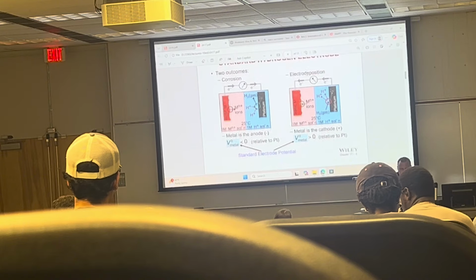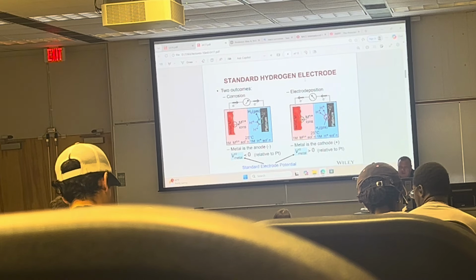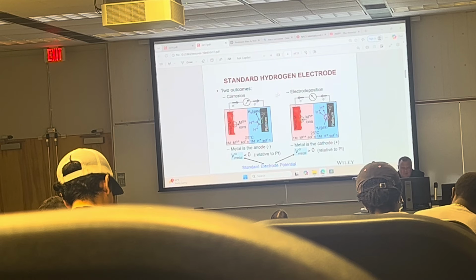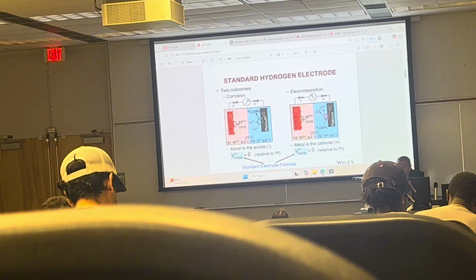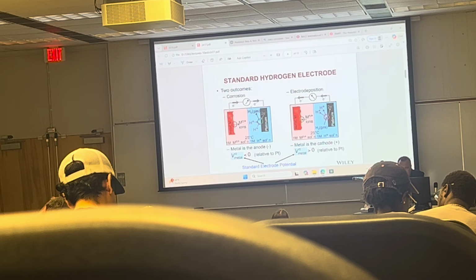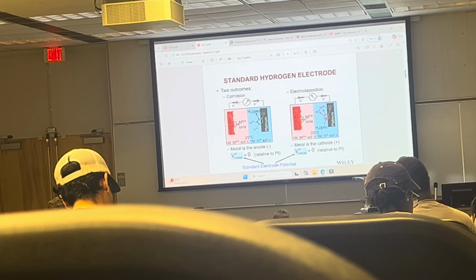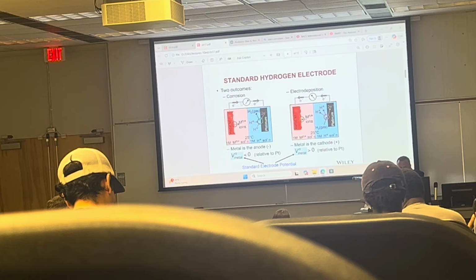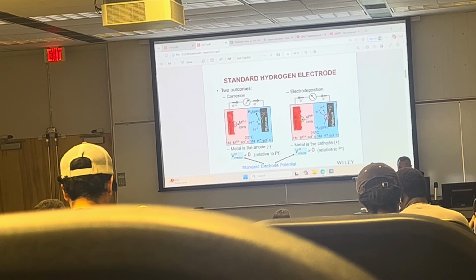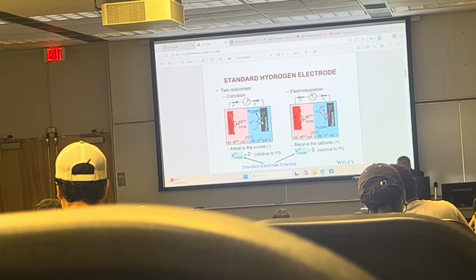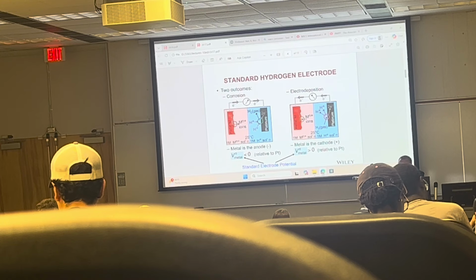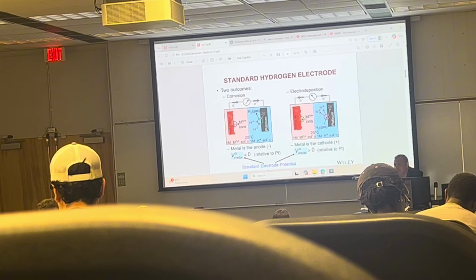Okay. Let's talk about the standard hydrogen electrode. We take a metal and we take platinum as a reference, and we put both electrodes into the solution. And we hook up a voltmeter. There is going to be current flowing because the platinum electrode and the metal form what's called a galvanic pair, a battery more or less, because these are dissimilar metals.